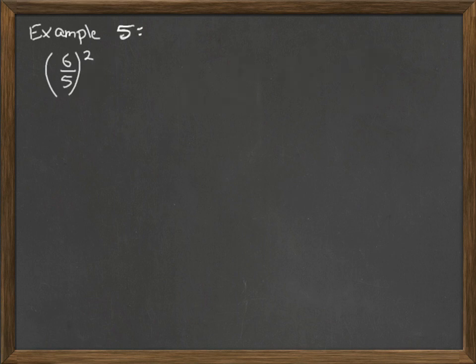Okay, again, pause the video and see if you can do this without me, then unpause it to see if you are correct. So we can rewrite this as multiplication like so, right? 6/5 quantity squared is 6/5 times itself, 6/5 times 6/5. You could also rewrite that as 6 squared over 5 squared. It's another way to think about it.